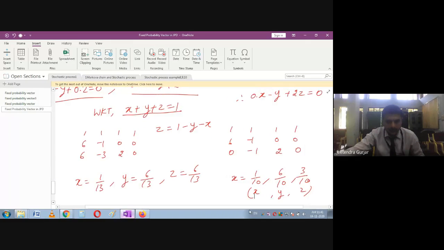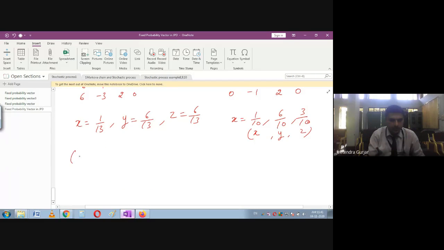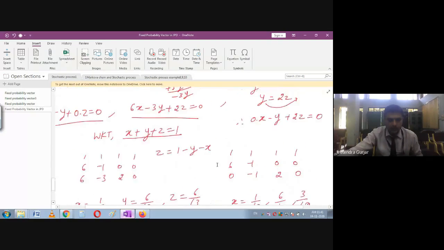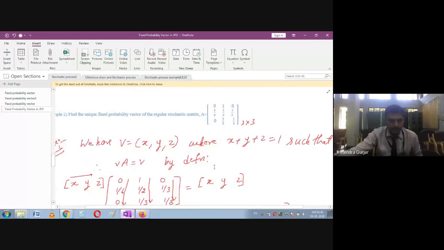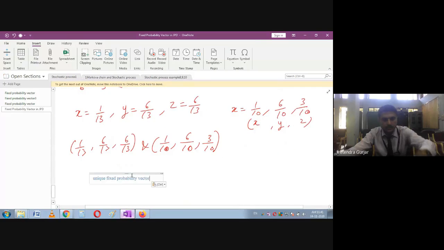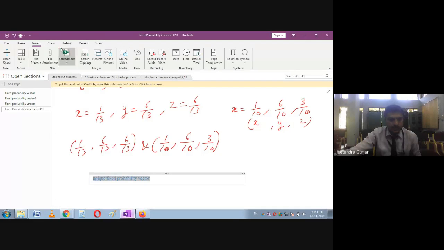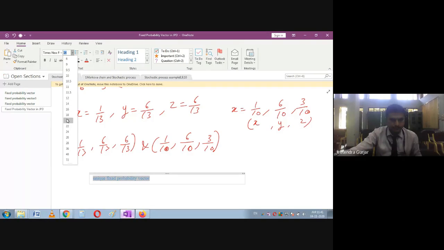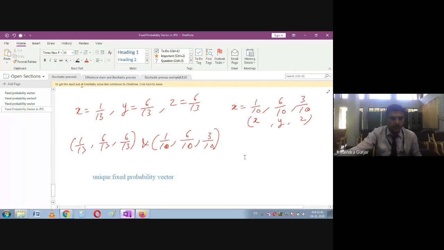Is it clear? So you will get 1 upon 13, 6 upon 13, and 6 upon 13. Similarly, you will get 1 upon 10, 6 upon 10, and 10 upon 10. So both you write down, no problem. That will give you the fixed probability vector, students. So this is the required answer.